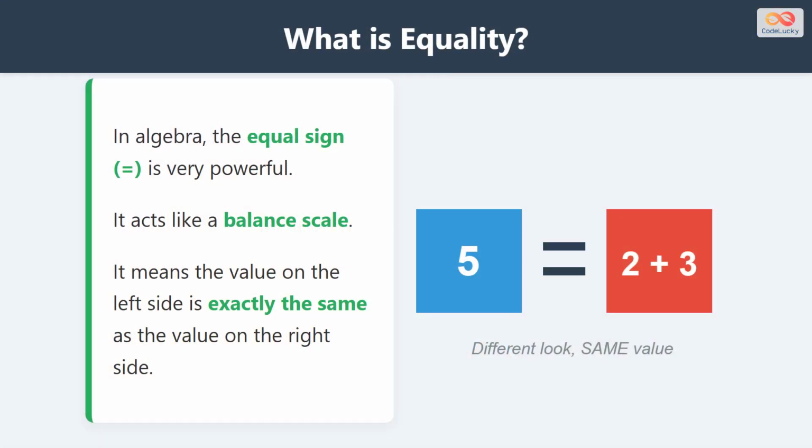First, let's talk about what the equal sign really means. Often, we think it just means the answer follows, but in algebra, it means something much more specific. It means the value on the left side is exactly the same as the value on the right side. Just like a balanced scale, both sides carry the same weight.